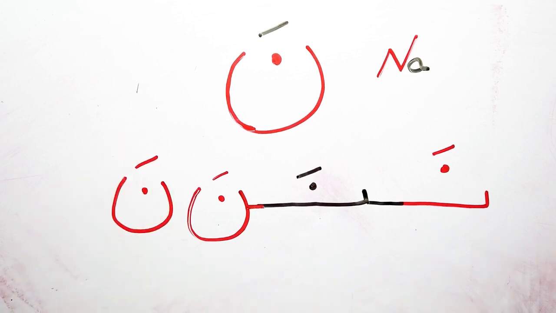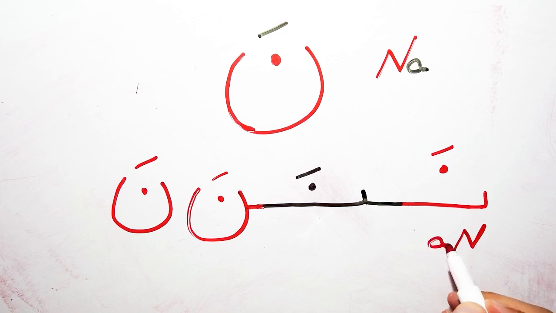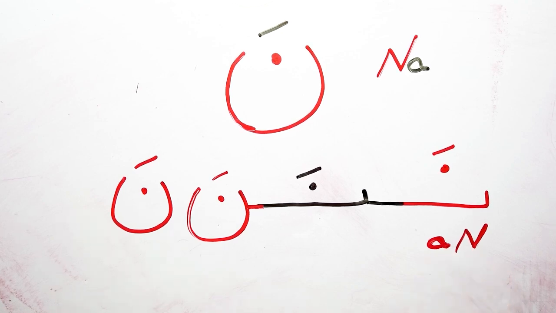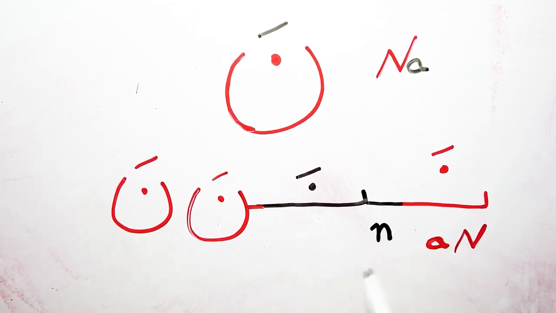Okay. Let's write ne in English, but from the right to the left. So I will start with letter N from the right side. And then I will add after it A. I know it's crazy, but let's read together. Ne. Okay. And then we have letter N, again from the right to the left. And finally, we have again letter N from the right to the left. Let's read. Ne.